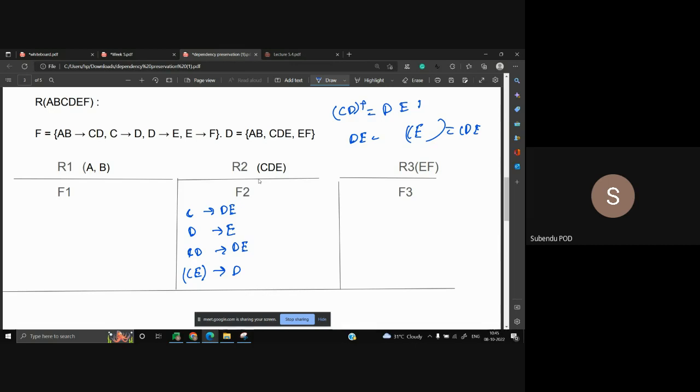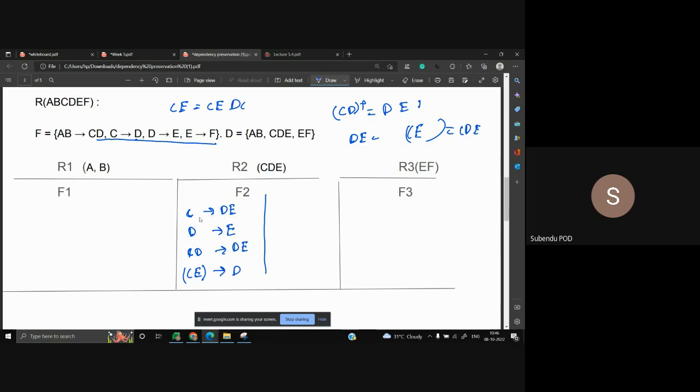This is clear, right? Yes, sir. How are we getting C closure as D, sir? You have to find the CE closure. Okay, CE. What will we get for CE? From C you get D, right? Okay. So we can write C closure D.